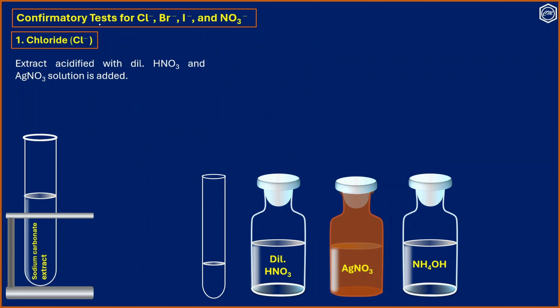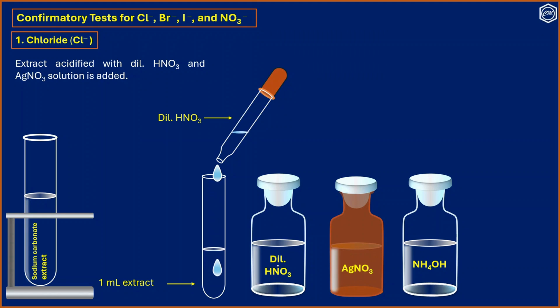Let us consider the confirmatory test for chloride, bromide, iodide, and nitrate ions. First take chloride. For that we need sodium carbonate extract. A little of the extract is acidified with dilute nitric acid and a silver nitrate solution is added. We take about 1 ml of the extract, and this is dilute nitric acid. We add dilute nitric acid for acidification. It is followed by a few drops of silver nitrate solution. So we are adding silver nitrate solution.